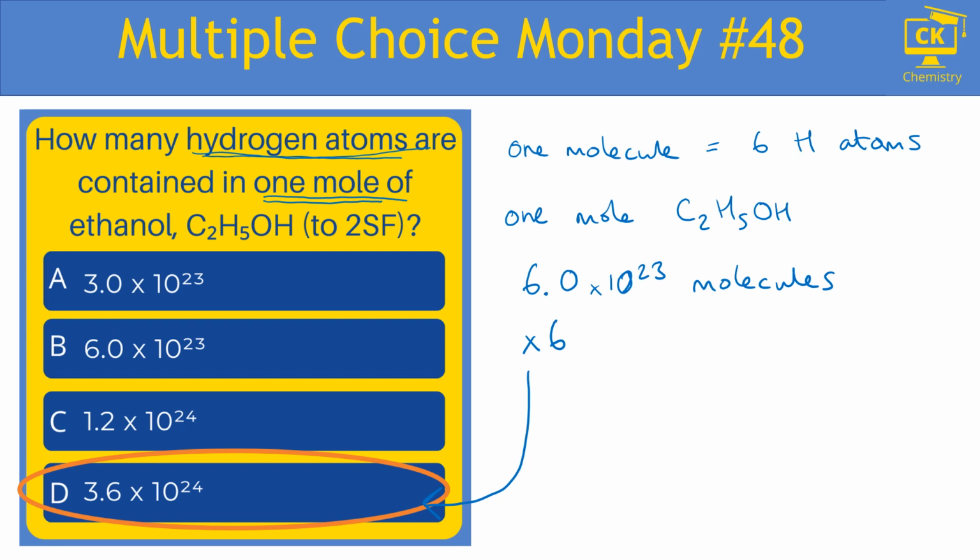If I wanted to know the number of carbon atoms, my answer would be C, 1.2 times 10 to the 24, because I've just timesed it by 2. If I wanted to know the number of oxygen atoms in 1 mole of C2H5OH, that answer would be B.